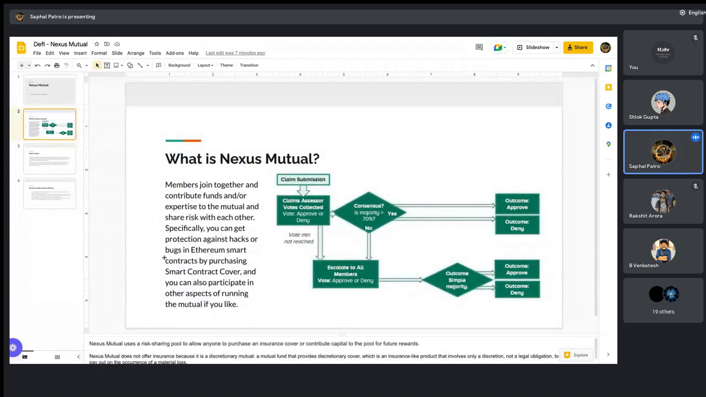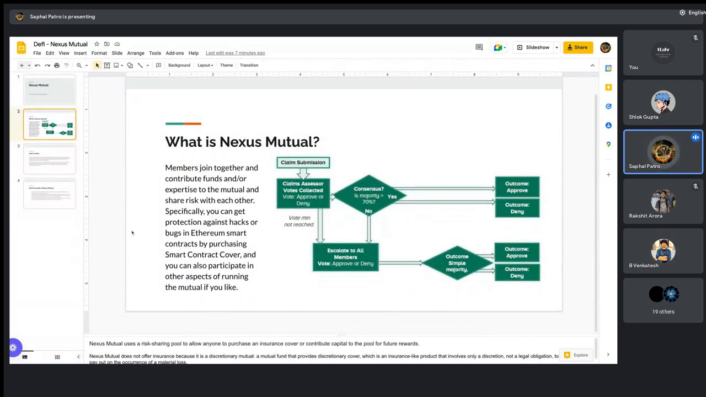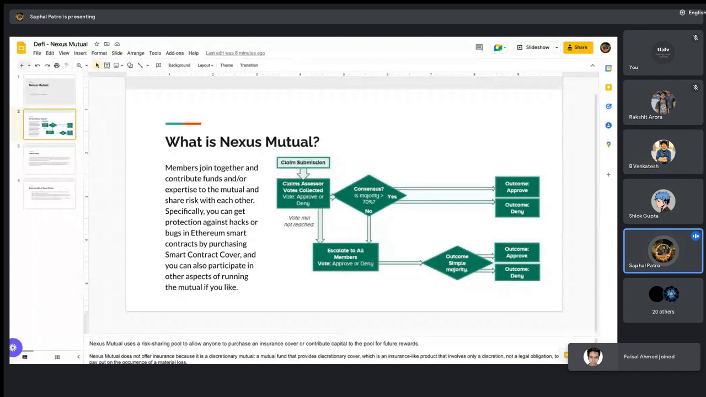Let's move on to how it works. Nexus Mutual is essentially all the members involved in this protocol putting their funds together so that they mutually share any kind of risk that comes with their tokens. Let's say there are 10 people who have staked money in the Nexus Mutual smart contract. Then in case any one of them suffers any kind of loss, this pooled money allows them to get over the loss they've faced. So it's essentially a risk sharing pool which allows anyone to purchase insurance cover.